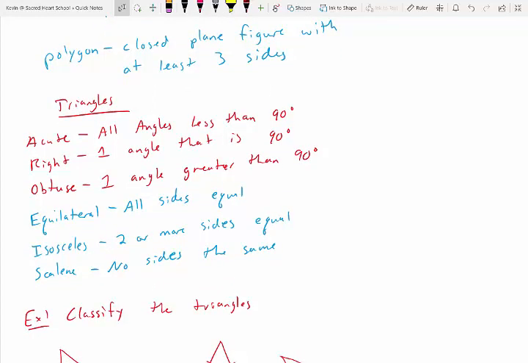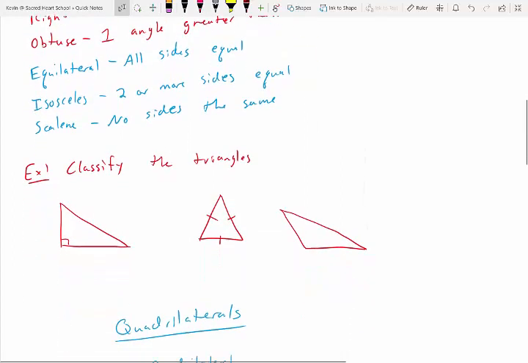Equilateral, isosceles, and scalene. Those are all side classifications. So equilateral has all sides that are equal. Isosceles has 2 or more sides that are equal. So an equilateral triangle is an isosceles triangle. And then scalene means no sides are the same.